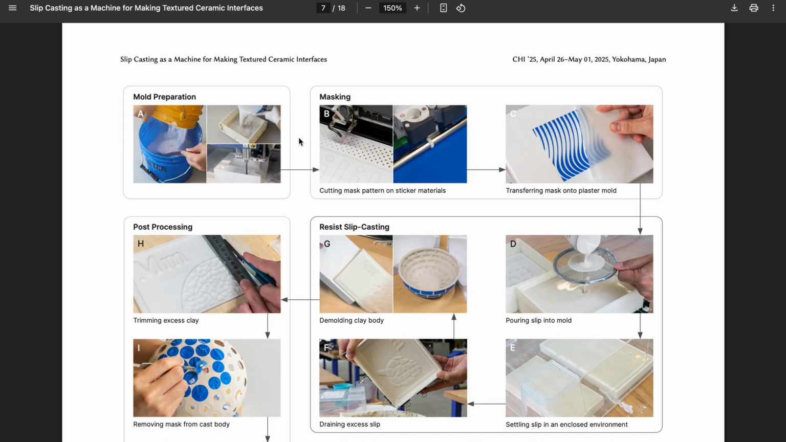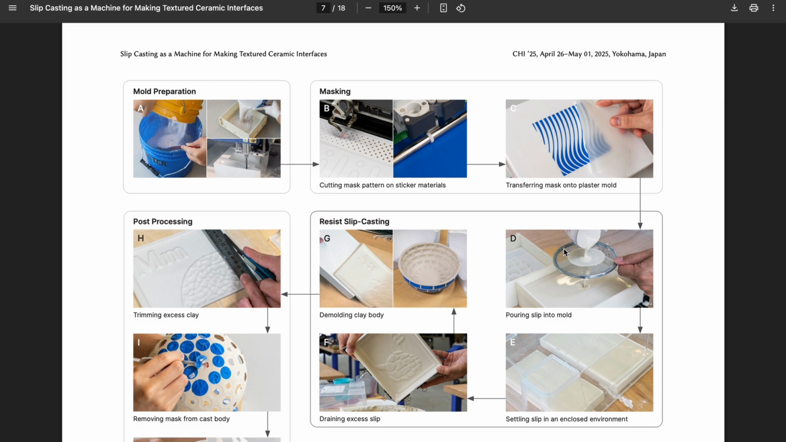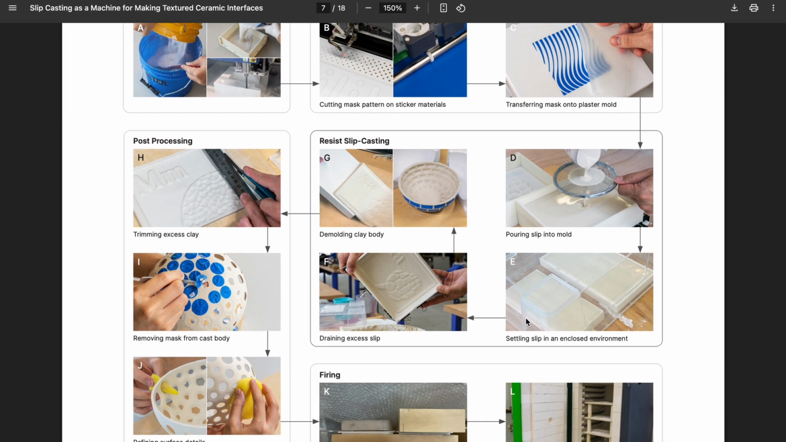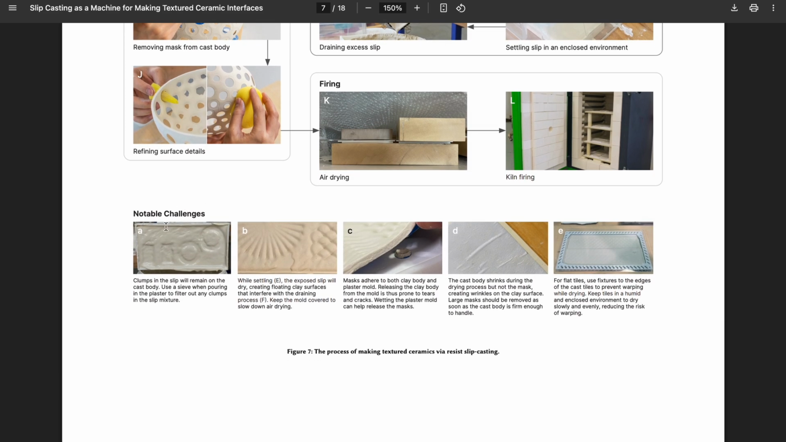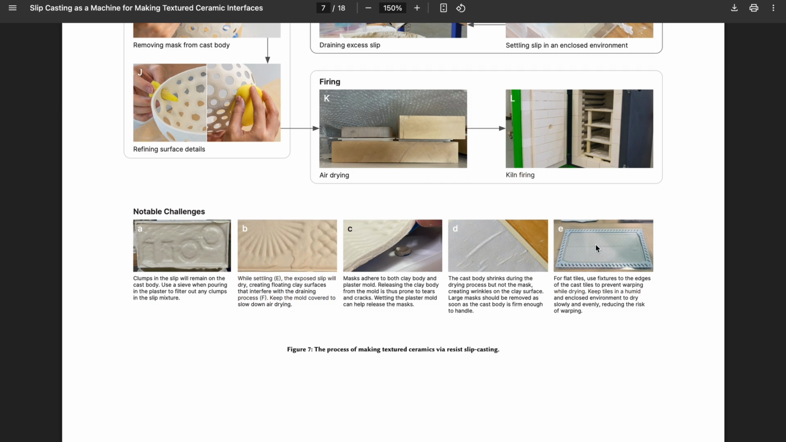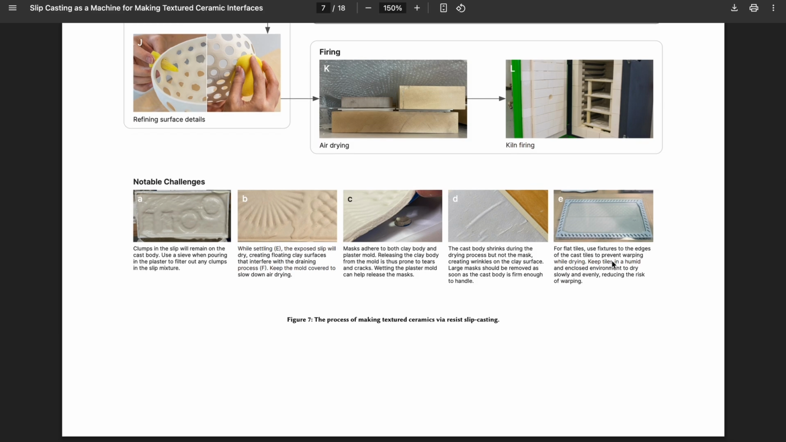And then here's their overall process. So they make the mold, they then make the vinyl mask, pull it off, apply it to the mold, and then slip cast in the normal way. They drain the slip, remove it. They do a little post-processing cleanup, and then they remove the vinyl stencil and then fire it like normal. There's a bunch of challenges around slip casting and kind of different deposition issues. problems with the vinyl stickers sticking both to the clay and the plaster mold, things like that. And then they run into normal ceramic stuff like getting things flat and keeping them flat is hard.